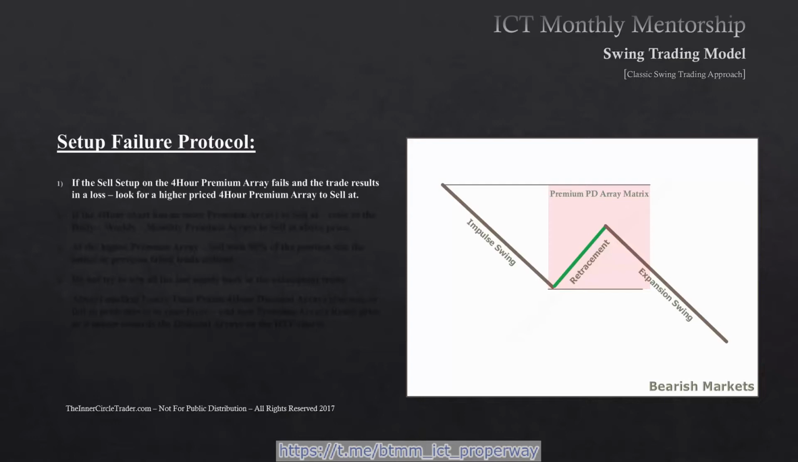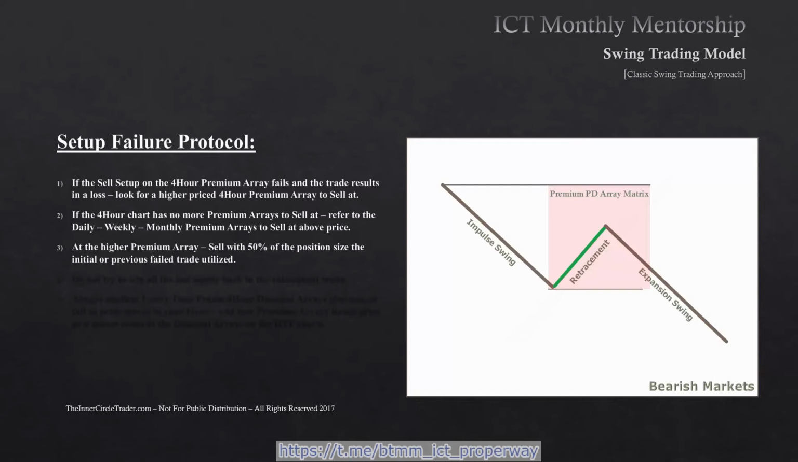Again, we're focusing on monthly, weekly, and daily conditions that are bearish. So if we're executing on a 4-hour, you may get stopped out on your initial trade. Not always, but sometimes you will. If that happens, you just simply go up to the next higher priced premium array. In other words, there may be a bearish order block it needs to trade to. It may need to trade through an old high. You take every single one of them. If the hour chart has no more premium arrays to sell at, refer to the daily, weekly, and monthly premium arrays to sell at a higher price than you currently have.